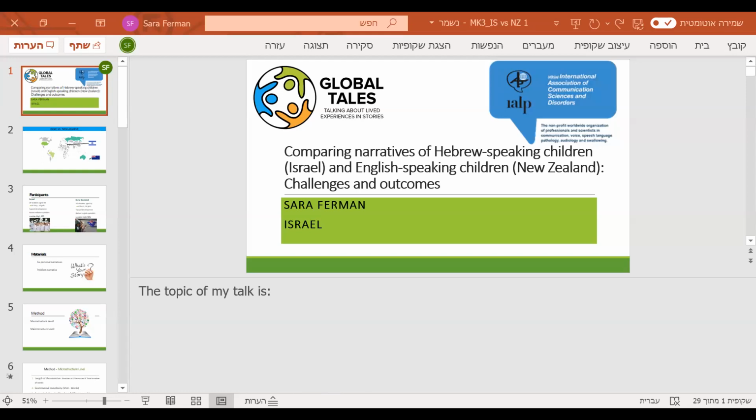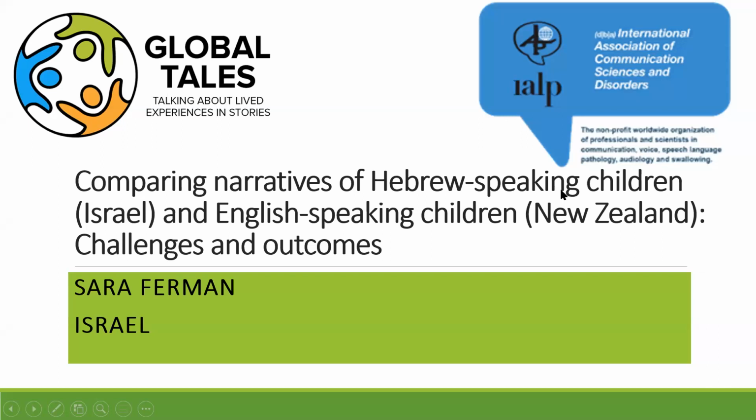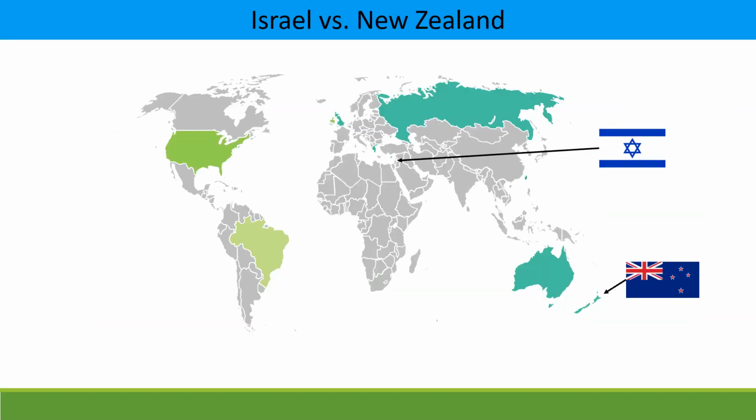The topic of my talk is comparing narratives of Hebrew-speaking children from Israel and English-speaking children from New Zealand: challenges and outcomes. So, we compared personal narratives from Hebrew-speaking children from Israel and English-speaking New Zealand children.